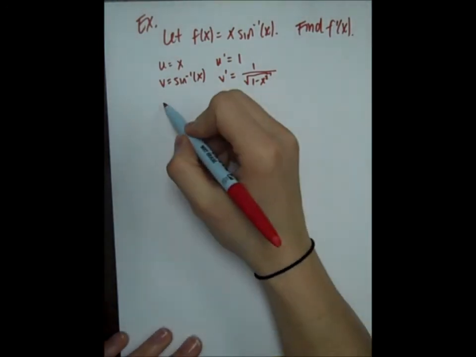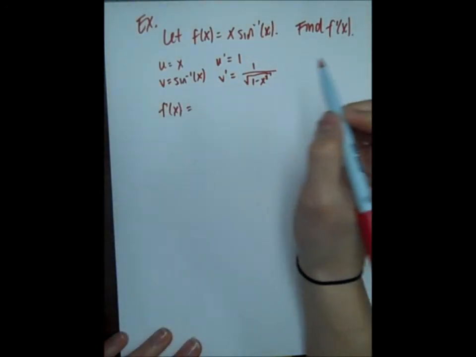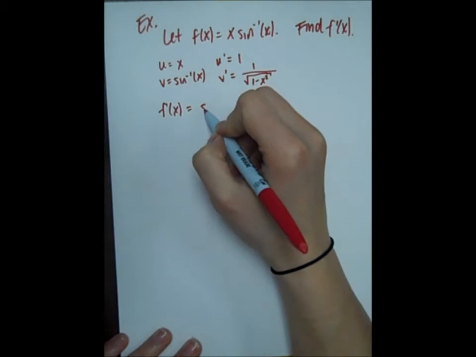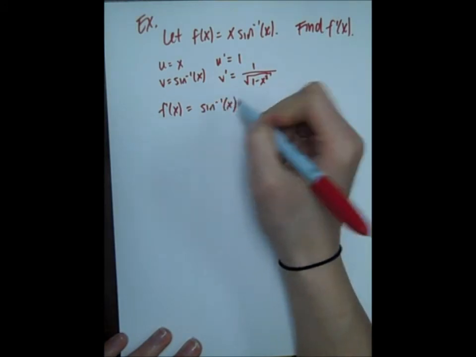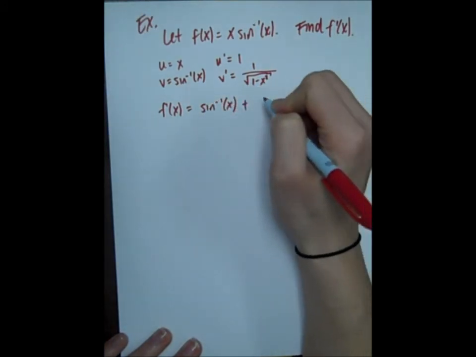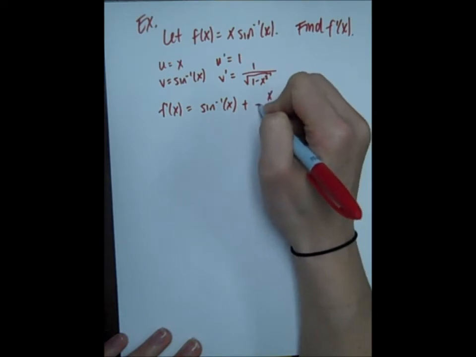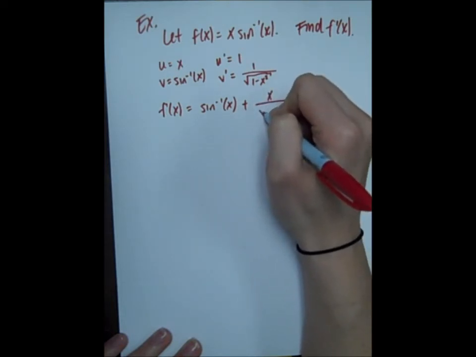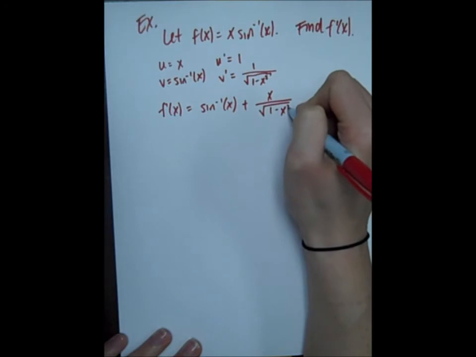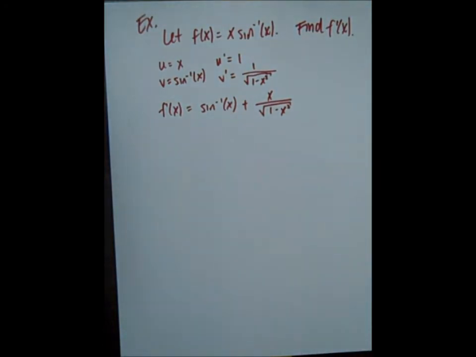So now using my product rule, I'll have that the derivative is u prime v, so 1 times sine inverse, plus u v prime. I'm going to write the x on the top. So x over square root of 1 minus x squared. So that's just coming from my product rule. So that's all that is.